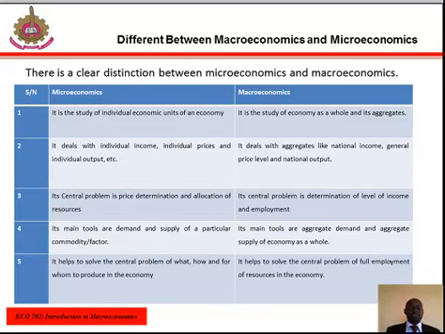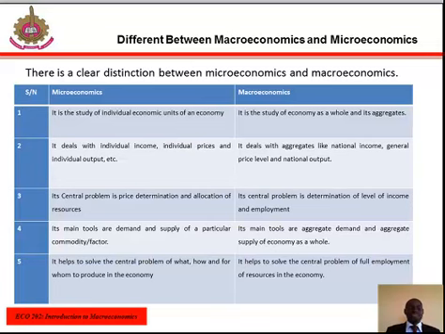There is a clear distinction between micro and macroeconomics. Let's talk about the first one. Under microeconomics, it is the study of individual economic units of an economy, whereas under macro, it is the study of the economy as a whole and its aggregates. Another difference is that under micro, it deals with individual income, individual prices, and individual output, whereas under macro, it deals with aggregates like national income, general price level, and national output.